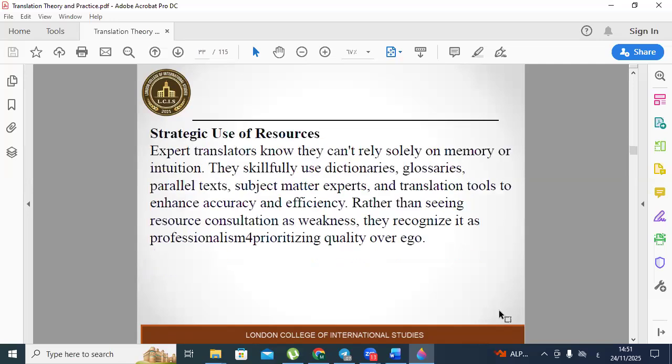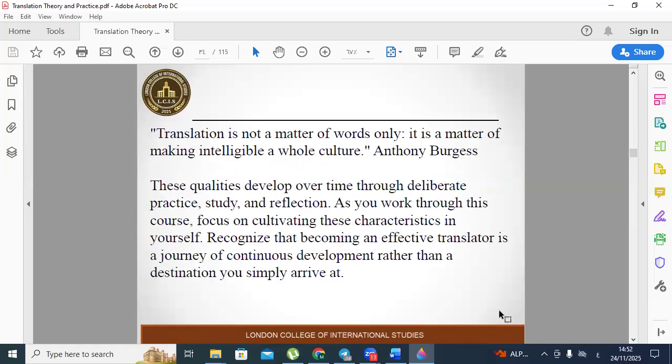Strategic use of resources. Expert translators know they cannot rely solely on memory or intuition. They skillfully use dictionaries, glossaries, parallel texts, subject matter experts, and translation tools to enhance accuracy and efficiency, rather than seeing resource consultation as weakness. They recognize it as professionalism, prioritizing quality over ego.